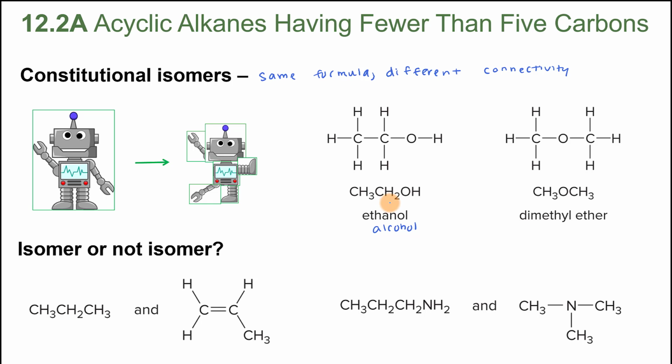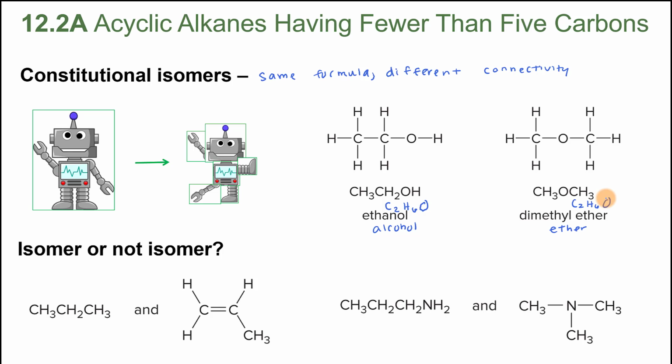Your total formula is C2H6O. And then I'm going to rearrange this. We take an oxygen, and instead of putting it on the end, it's now sandwiched between the 2 carbons, making it an ether. Our formula, though, is still C2H6O. And the only way we can get to the constitutional isomer is by taking it apart and putting it back together differently.